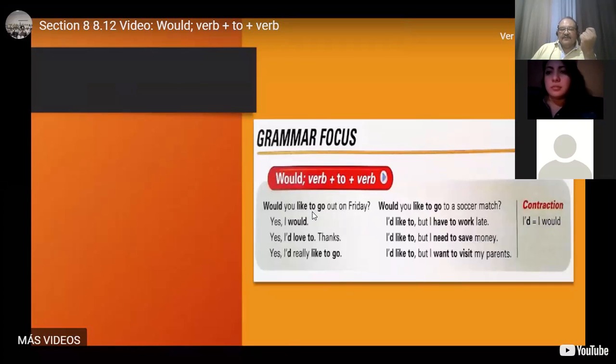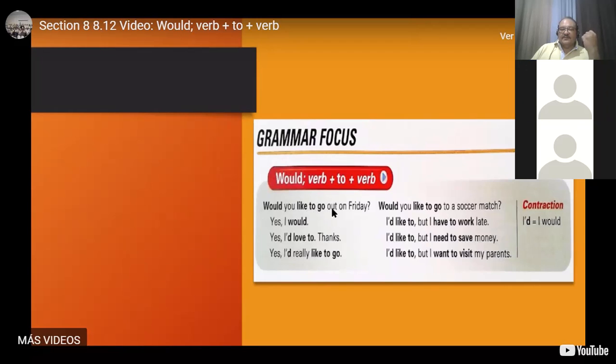Also, it could be, would you like to have something to drink? Would you like to have something to eat? Would you like to study or learn another language? Okay, you can use other verbs, not only go. This is an invitation. Would you like to go to a soccer match? Would you like to go to a baseball game? Would you like to go to the movies? To the theater? Would you like to go to the church if you want to? And they say, I'd like to, but I have to work late. So these are the answers.